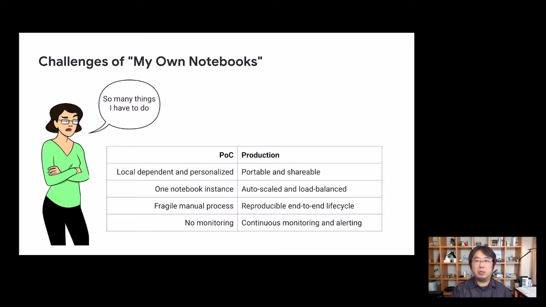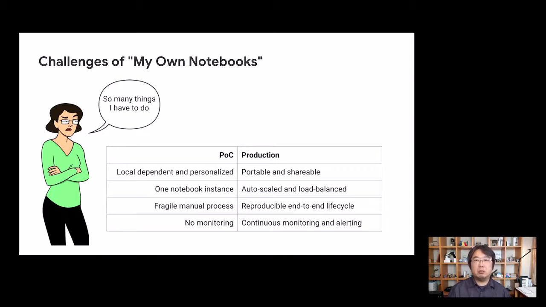There are gaps between POC and production systems, such as the dependency on the local environment or on a certain data scientist, whereas in a production system you have to make everything portable and shareable. And also, you cannot rely on a single notebook instance. Instead, you always have to have multiple instances. In some cases, you have like 10 instances or maybe hundreds of instances or containers that are orchestrated with auto scaling out, auto scaling in, or load balancing, because you'll be getting maybe tens or hundreds of incoming prediction requests from other services or consumers.